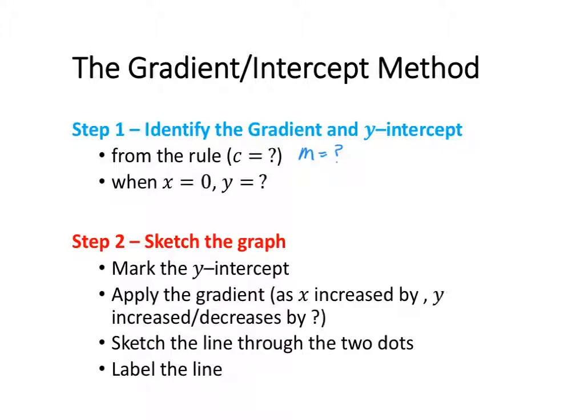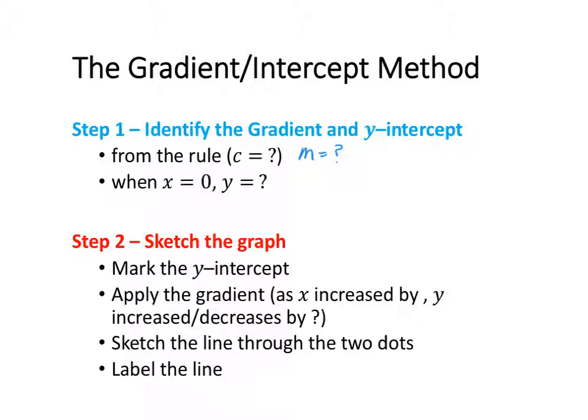So once I've found the value of the gradient and the y-intercept, my next step is to sketch the graph. Now this is done by starting off by marking the y-intercept onto the Cartesian plane and then applying the gradient. So remember, the gradient is as x is increased by 1, y is increased or decreased by what the gradient is. So I can do that to mark a second point.